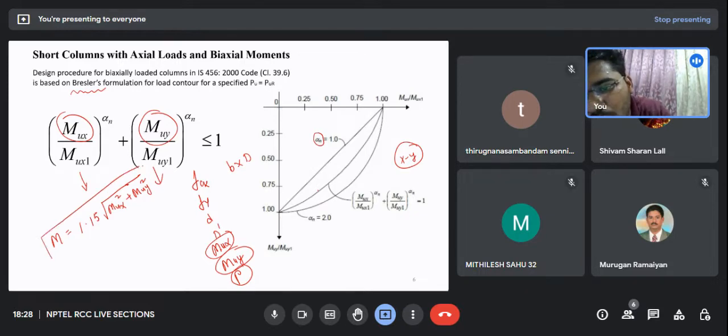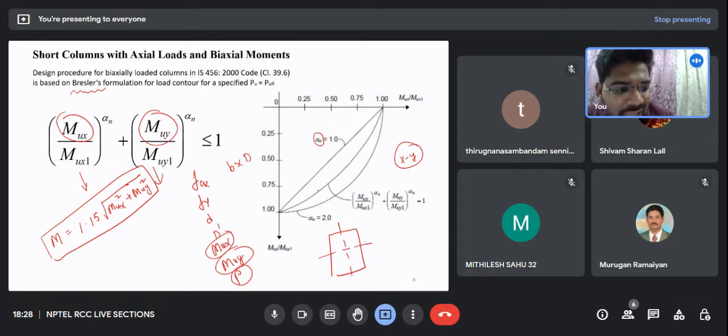So assume that a moment is acting along the axis of major moment. What do you mean by along the axis of major moment? Suppose we have mu x here and mu y here. IS code says just assume a moment. Suppose mu x is higher than mu y. So IS code says assume a moment m which will be acting along the axis which contains the higher moment. So this is the axis which contains higher moment, and I will assume a moment m here. This is the way I have assumed m.